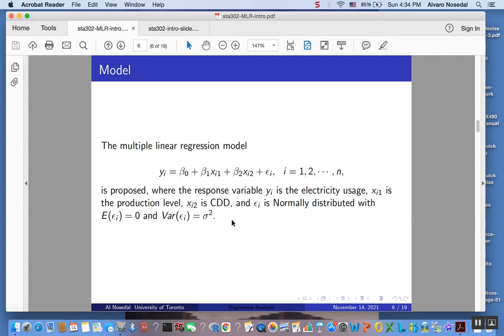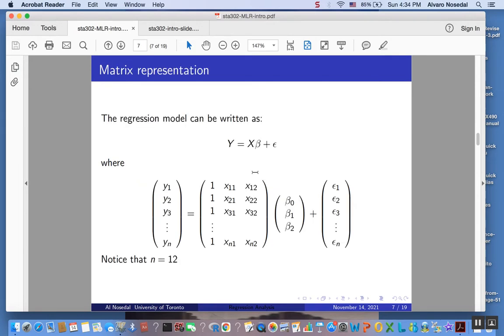Now let's try and express our data set using this model. We can rewrite our linear model using matrices, and remember that at some point we did something similar for the simple linear regression model. So this is not so new. We have done something very similar to this before.